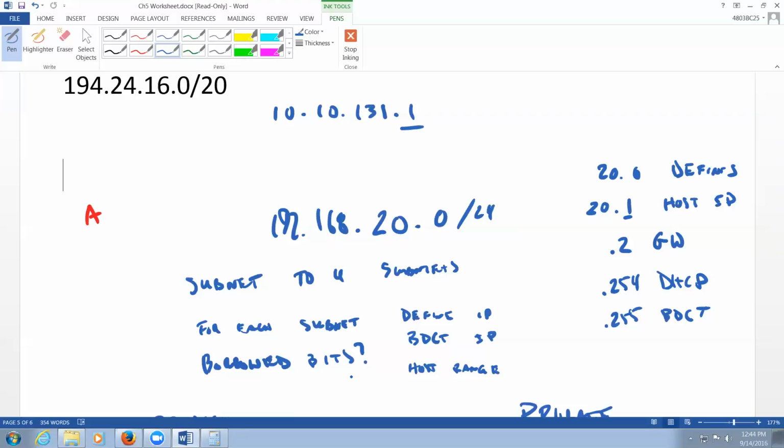So we came up with 4 subnets. Okay. And what were the subnets? What did you guys come up with? 192.168.20.0 to 63. What was the second subnet? 64 to 127. Third subnet. 128 to 191. 192 to 255.